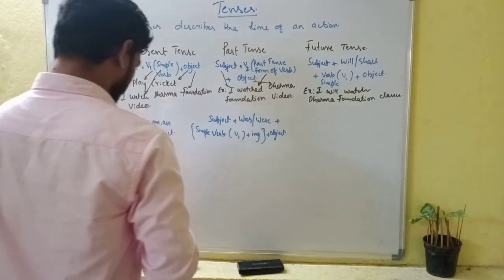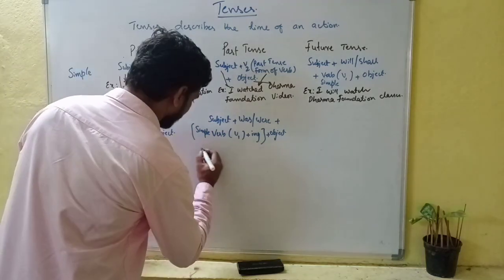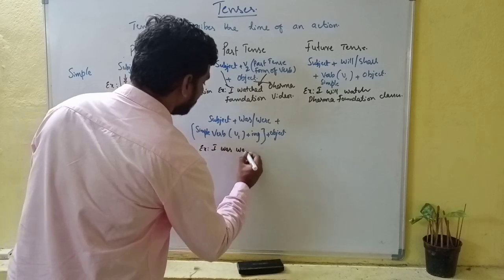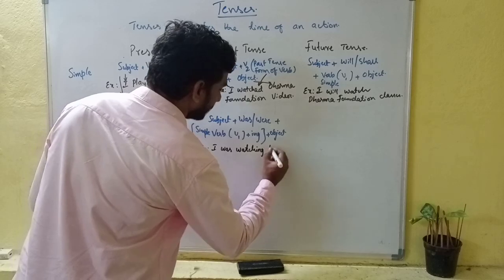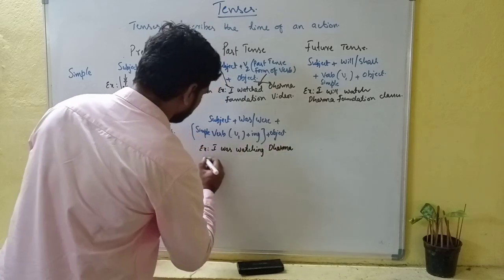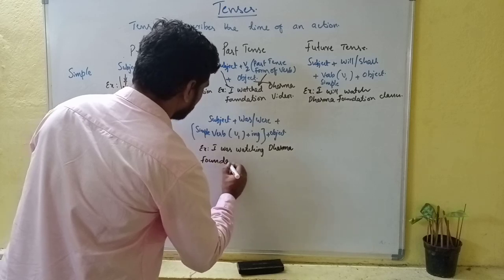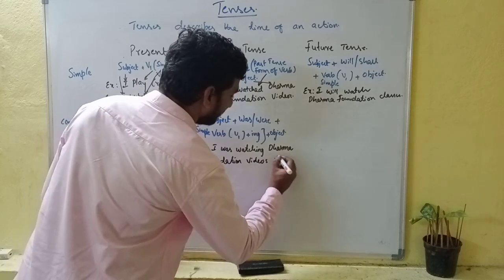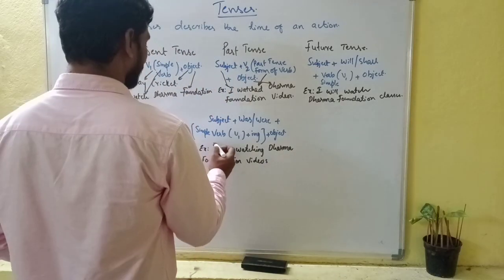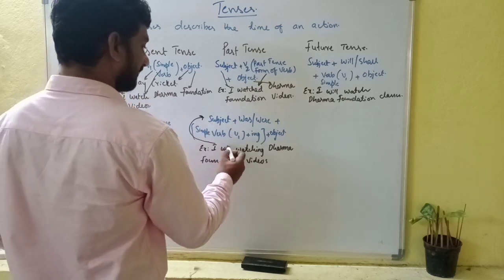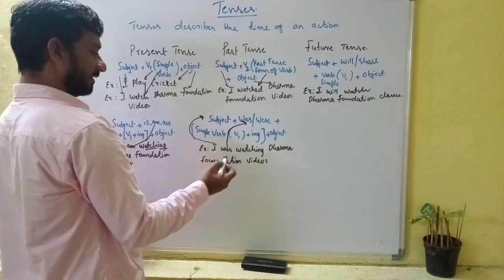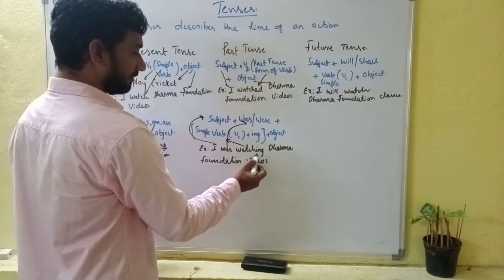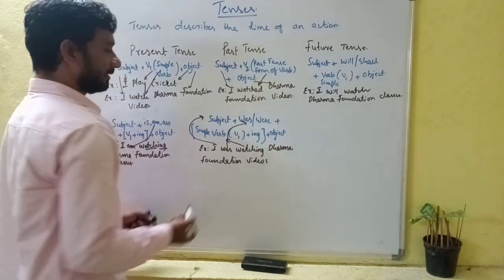So let's take one example. For example, I was watching Dharma Foundation videos when my mother called. I represents subject and was represents this connecting word, and watching, this is the simple verb, we are adding ing into the simple verb, and object is the Dharma Foundation videos.